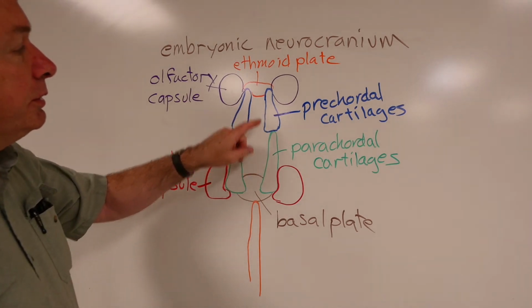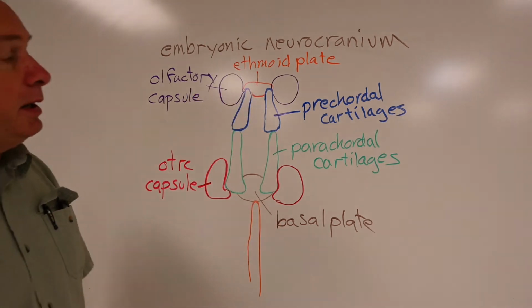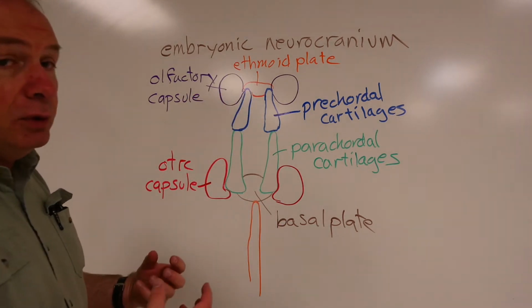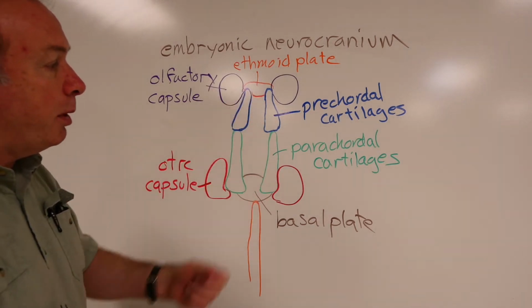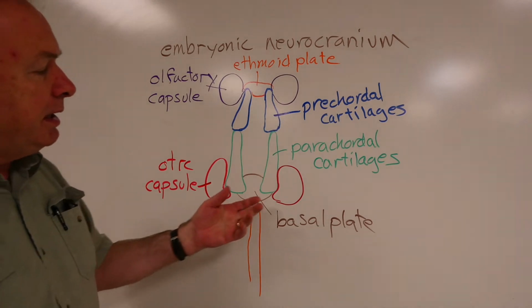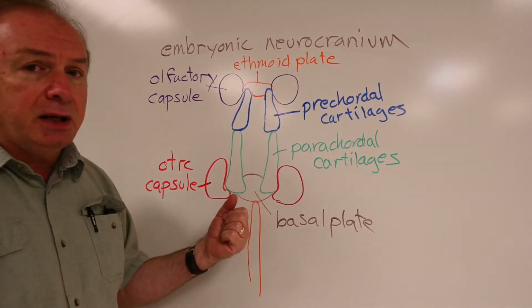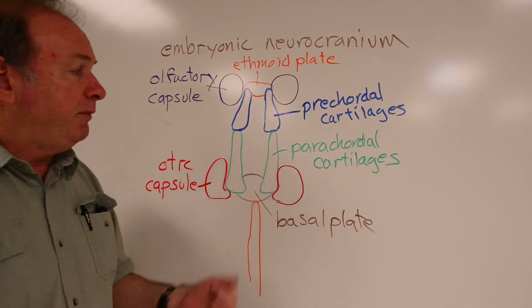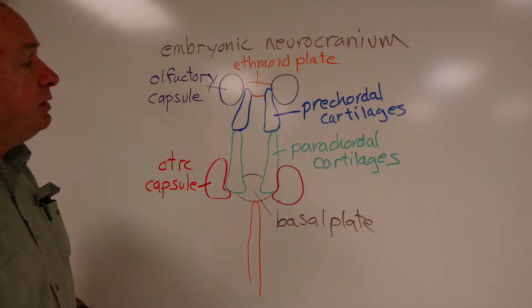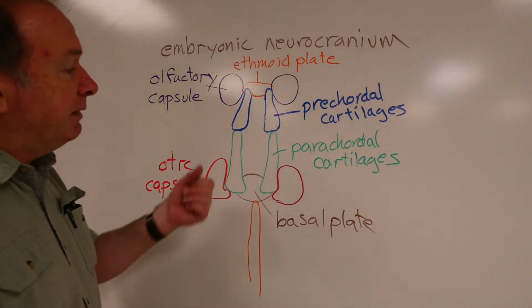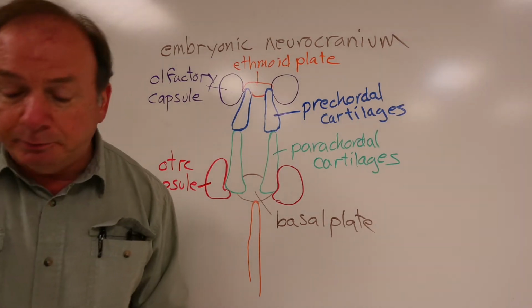Parachordals, prechordals, ethmoid plate, basal plate, 2 olfactory capsules, 2 otic capsules. These fuse and early on become unrecognizable as individual parts in most species, and in humans they never really take on this shape. This is kind of what you would see in, like I said, some fish and amphibians, which would have basically these components in the early developmental stages. But that's kind of a starting point when we're thinking about the structure of the embryonic neurocranium.